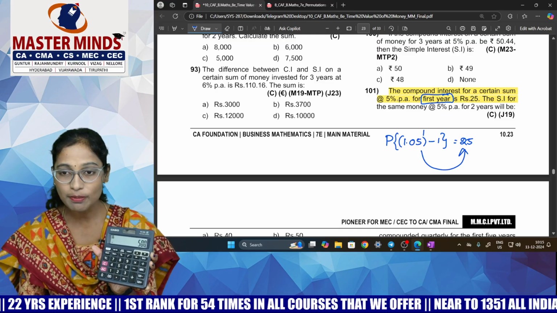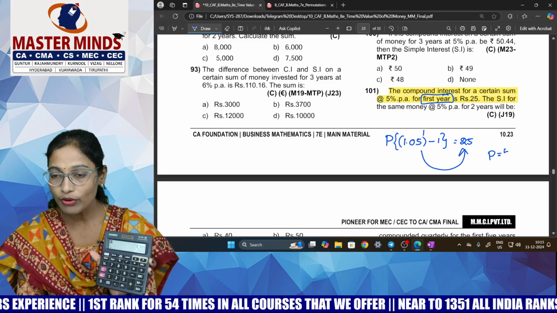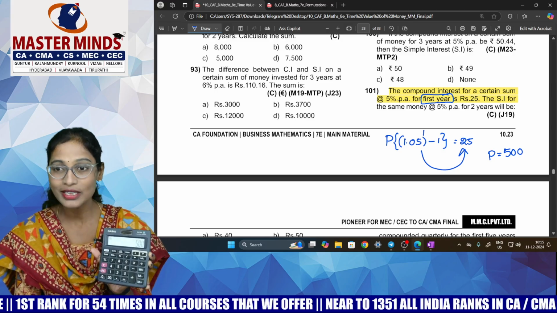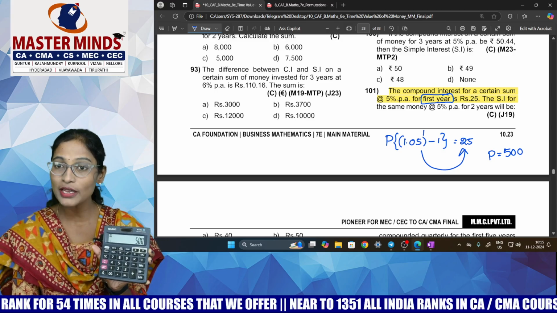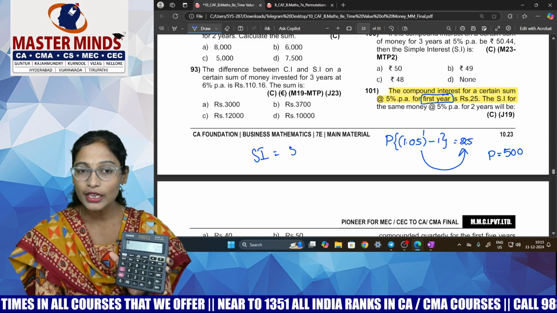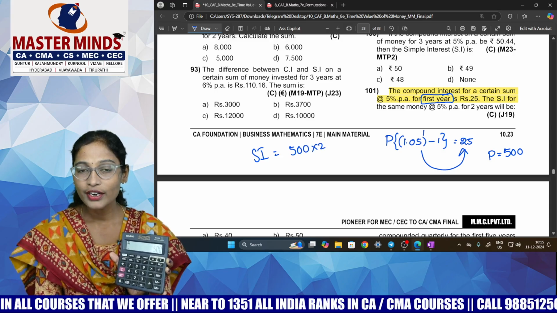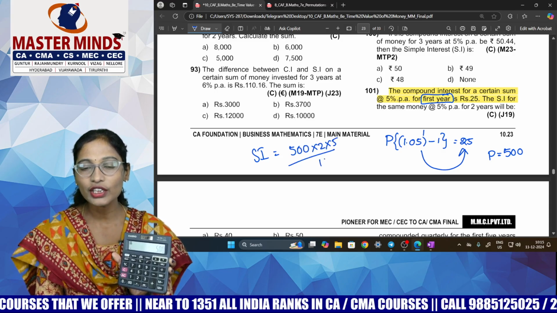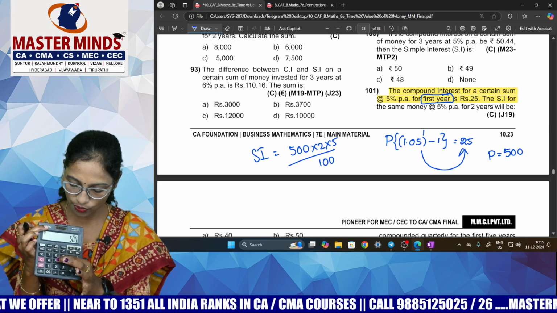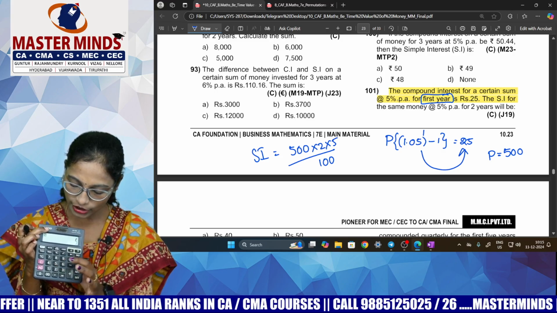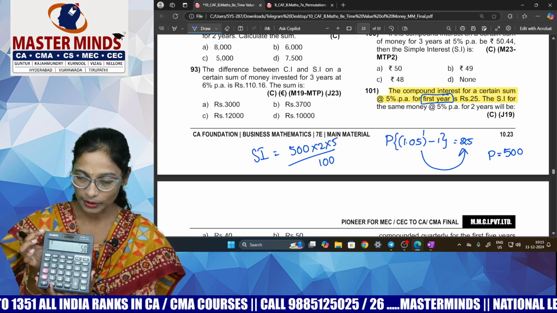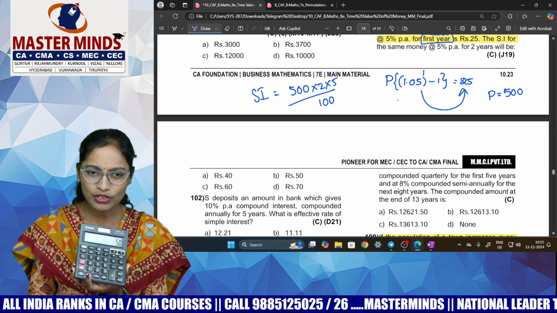So, what is your principal? 500. You came to know that your principal is 500. Now, calculate the simple interest on the same sum, means calculate the simple interest on 500 rupees for 2 years at 5%. What is the formula for simple interest? PTR by 100, no? Principal 500, time duration 2 years, rate of interest 5%. Already 500 is there in your calculator, no? Into 2 into 5 by 100 చెప్పలేదు కదా నేను, 5%. What's your answer? 50. So that is the regular process of solving this MCQ.